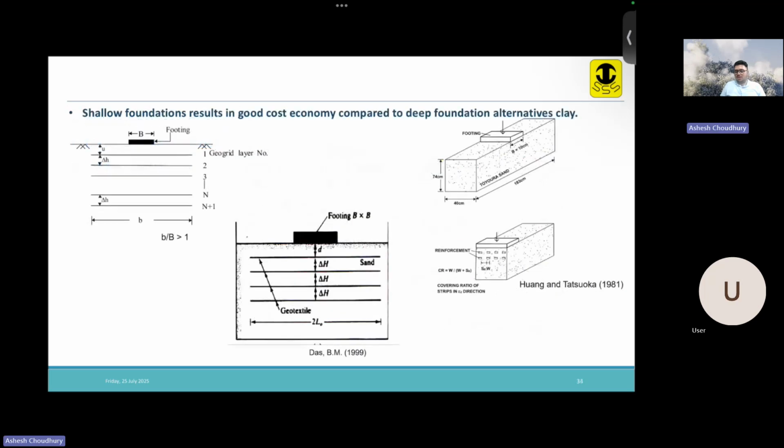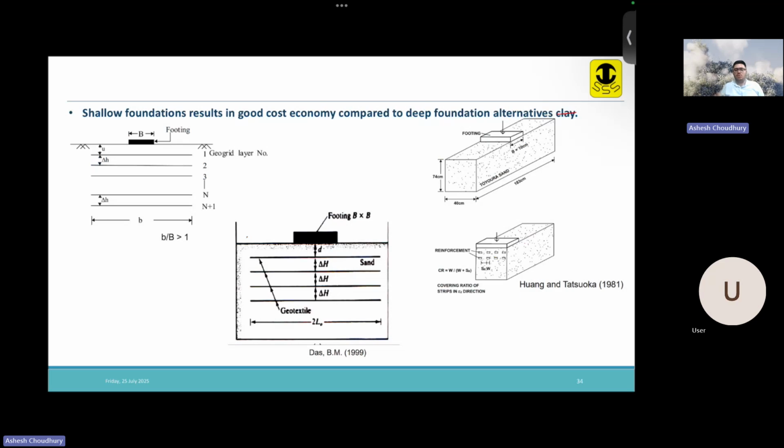Shallow foundations result in good cost economy compared to deep foundation alternatives. Generally, shallow foundations are economical. Deep foundations such as piles are a little bit expensive to construct because first you have to drill a hole where you want to construct a cast in situ pile.